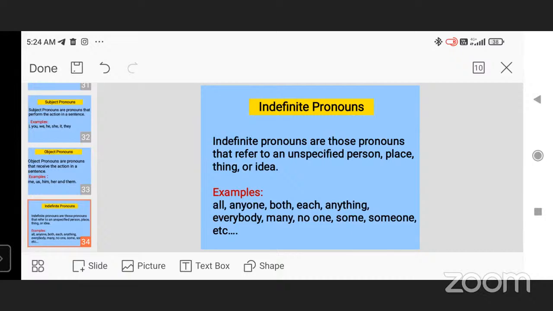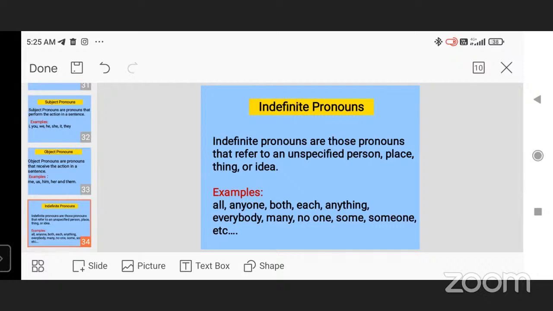Indefinite pronoun examples: all, anyone, both. Both are talking. If you see two people having a conversation, both sides will speak. We can't say this person is speaking alone. Both sides are speaking, so that is called an indefinite pronoun. When there is a group or a mass of people and we can't particularly mention them, that is called an indefinite pronoun.